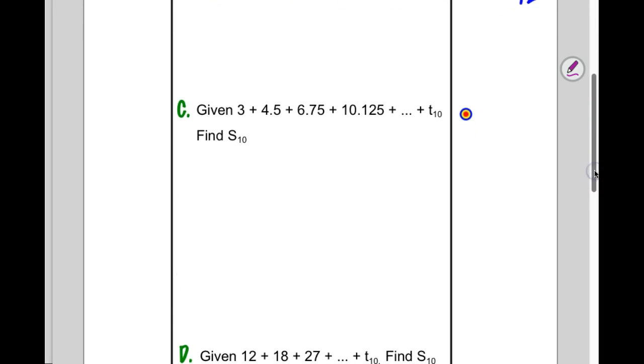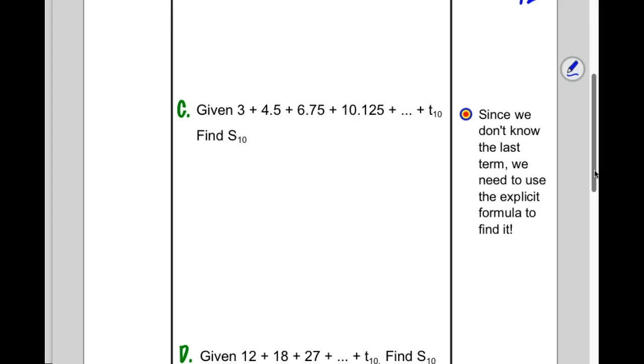Now, we've got 3 plus 4.5 plus 6.75 plus 10.125. Now, here's the thing. I have here, we don't know the last term. We would need to use the explicit formula to find it. However, we don't need to know the last term for this formula. So what we're going to do is just use our information we have.